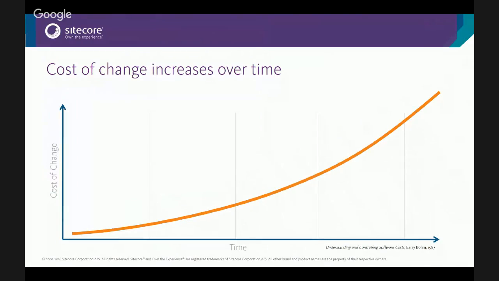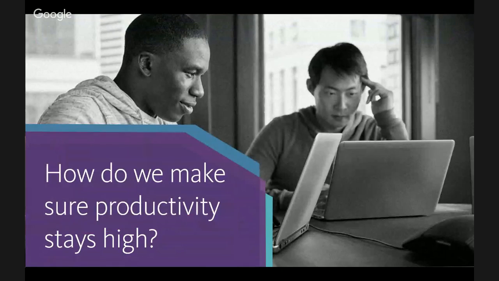Another certainty is that the cost of change will increase over time. Now, this is also a given in software development. If you have a solution and you've installed it, then over time it'll be more and more expensive to maintain that solution. So the challenge for us as developers, as architects, is how do we make sure that productivity stays high? How do we make sure that the development cost or the maintenance cost over time does not increase rapidly, but that the decline is as flat as possible?